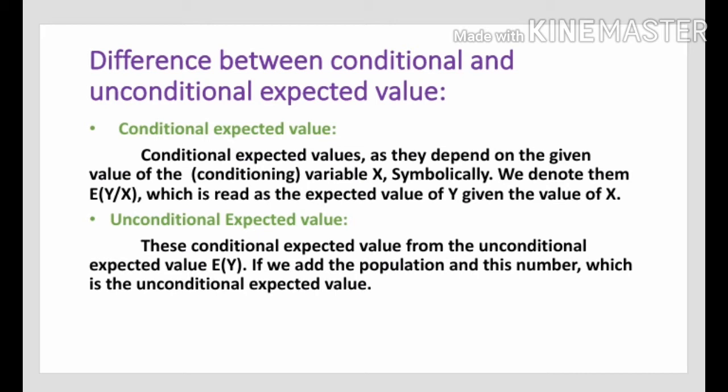The unconditional expected value is different from the conditional expected value. For example, the expected value E(Y) of the population: if we add up the population values and divide by the number, it is called the unconditional expected value.